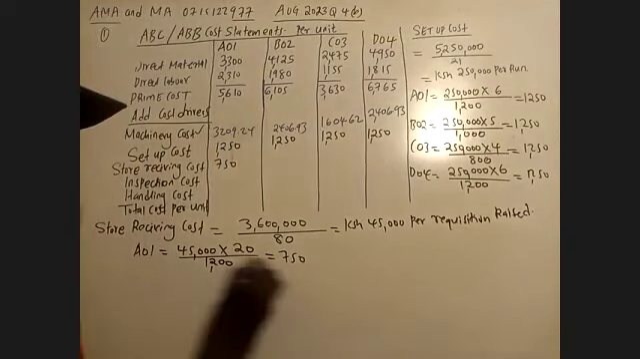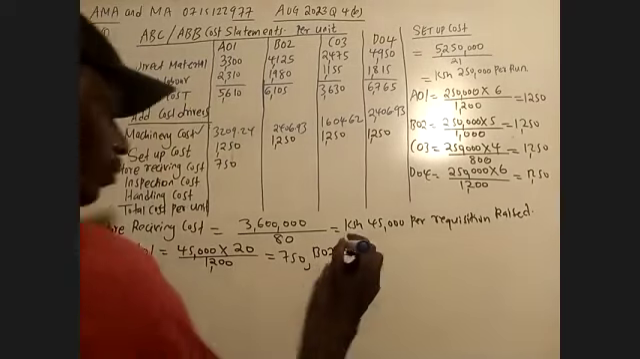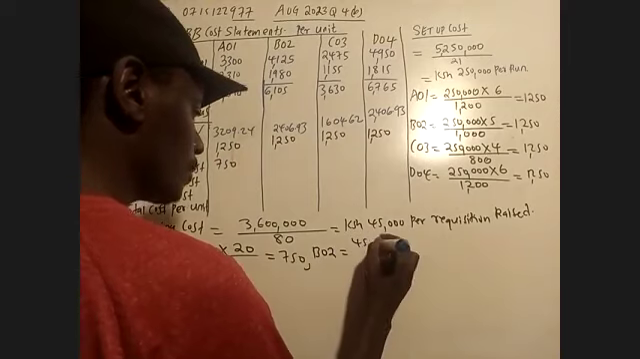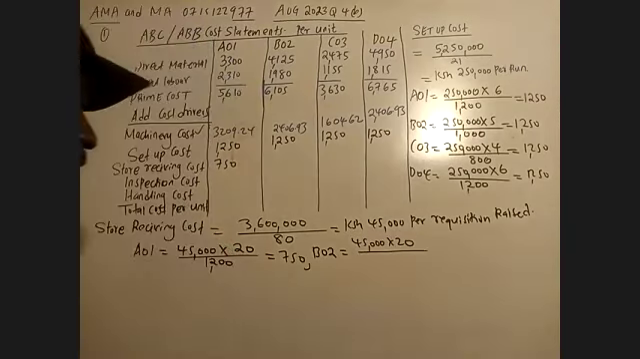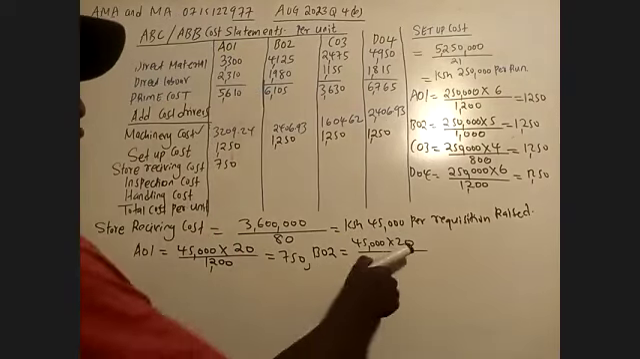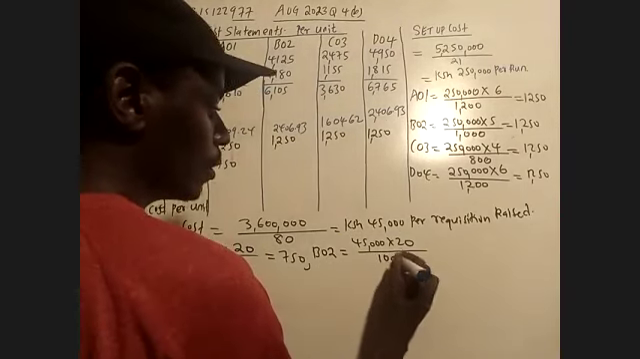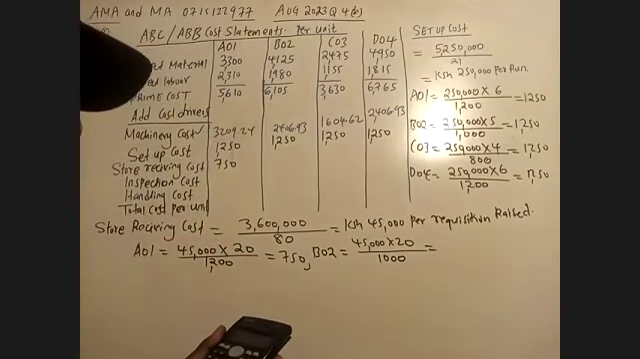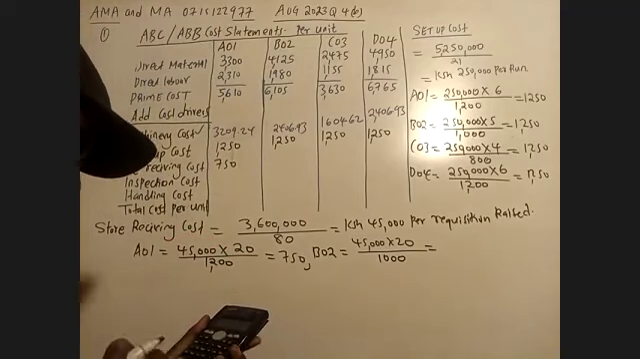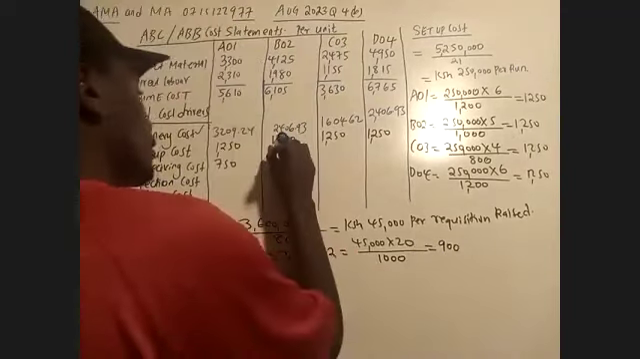B02 itakuwa ni 45,000 times 20. Number of requisition ni 20. Cost per unit wanatuambia ni 1,000. So 45,000 times 20 divided by 1,000, which is 900.